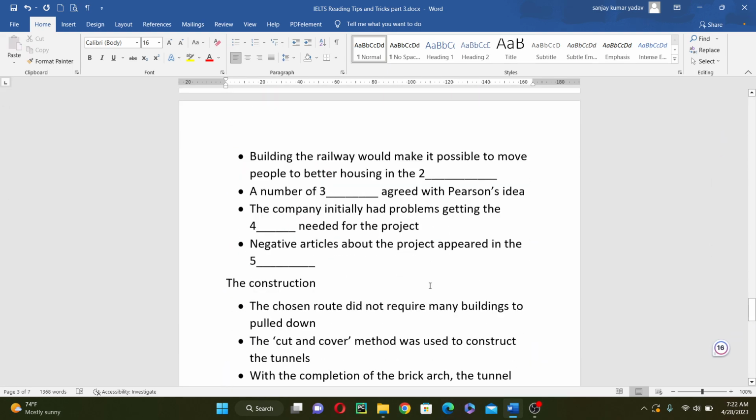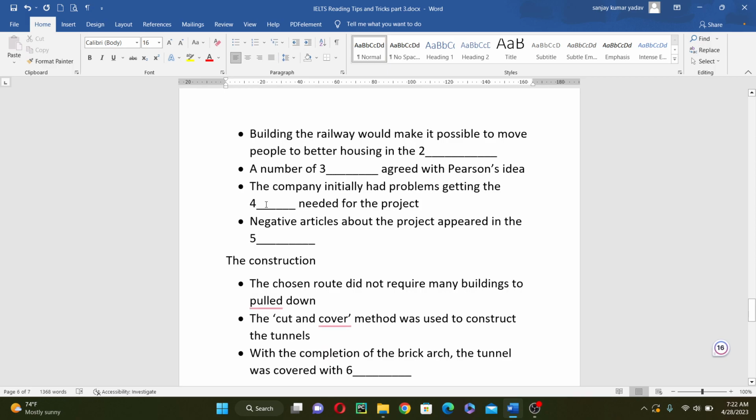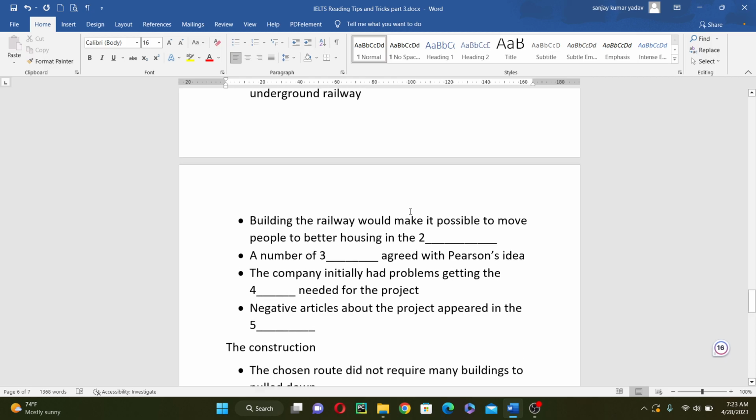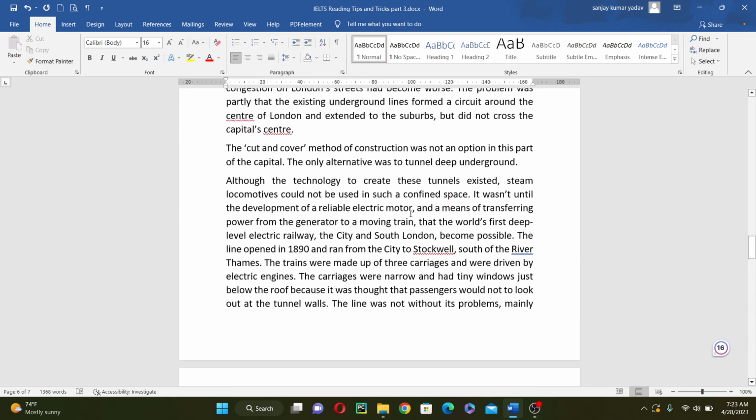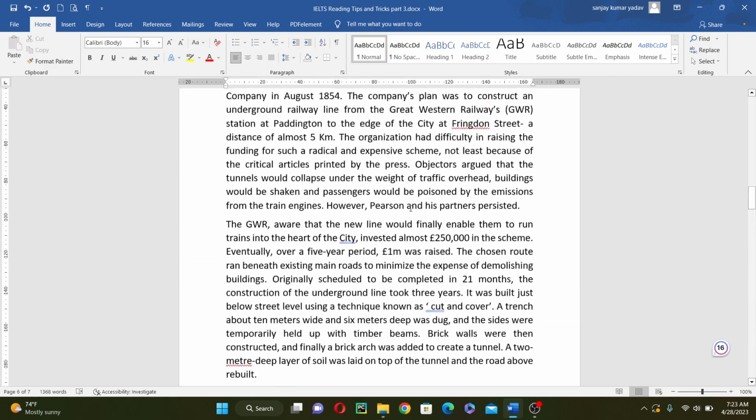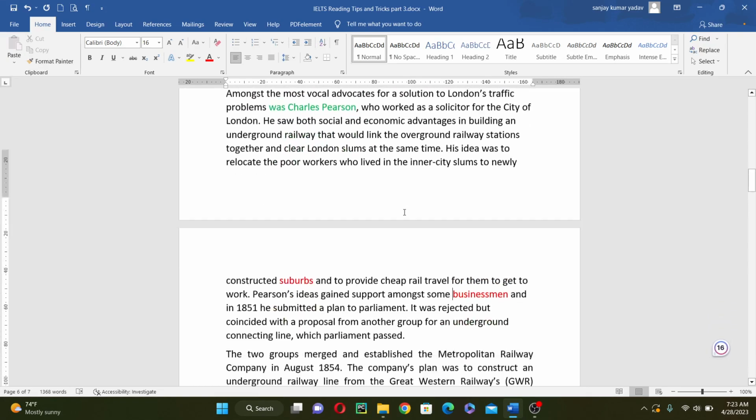Okay, now let's move to the fourth question. The company initially had a problem getting the dash needed for the project. So the company initially had a problem getting something which is needed for the project. So what is the thing that caused the company problems? This is actually a problem for the company.